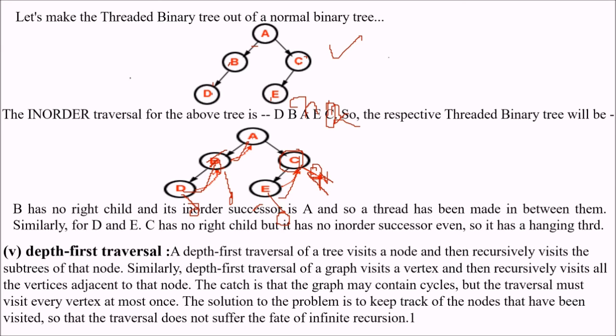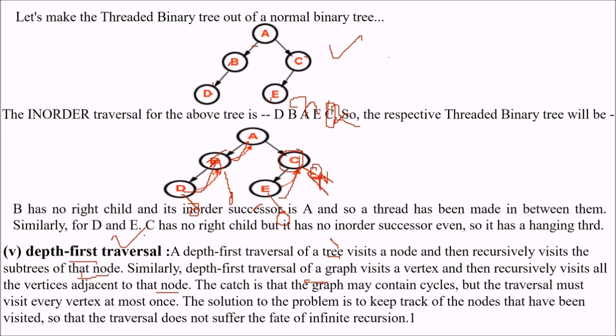Now we come to depth first traversal. A depth first traversal of a tree visits a node and then recursively visits the subtrees of that node. We are talking about a tree here, because depth first search is usually for graphs. Similarly, the depth first search of a graph visits a vertex and then recursively visits all the vertices adjacent to that node.